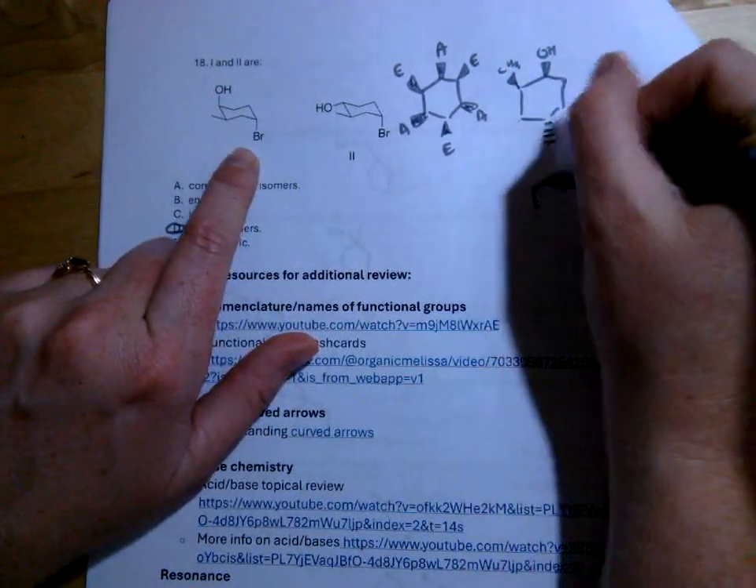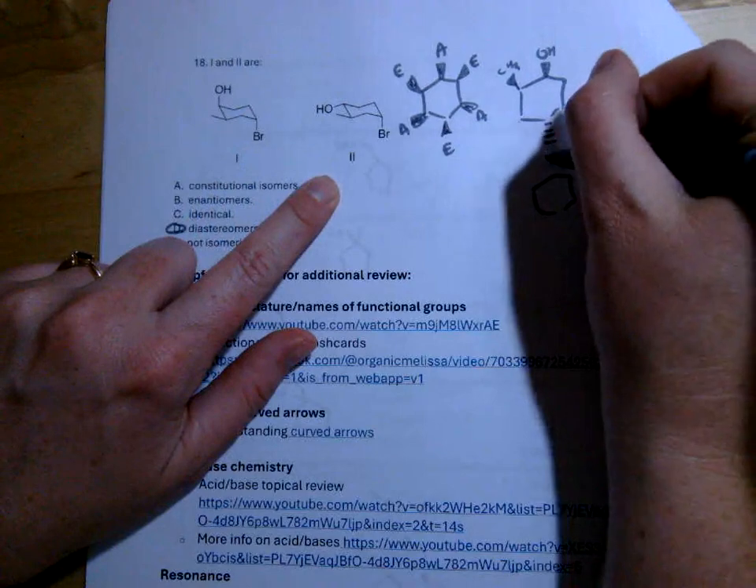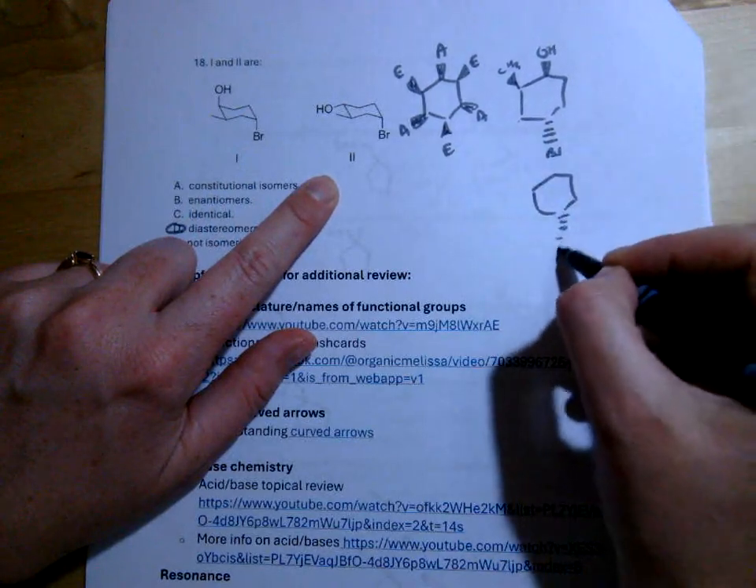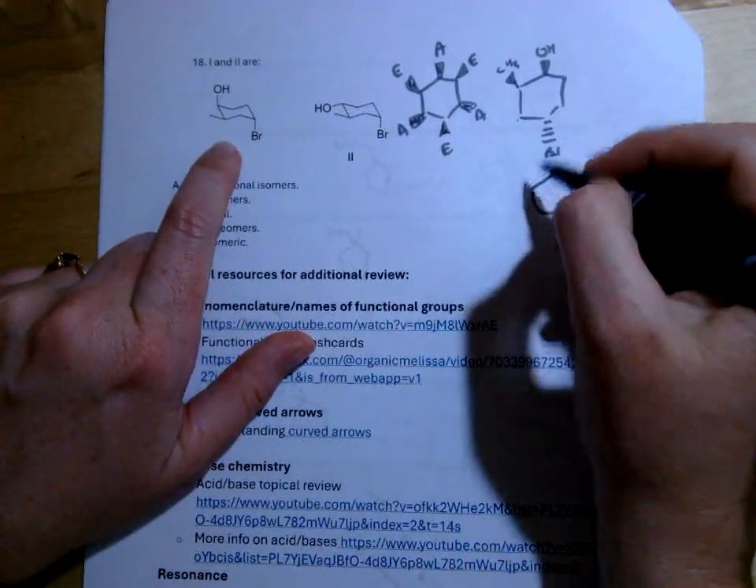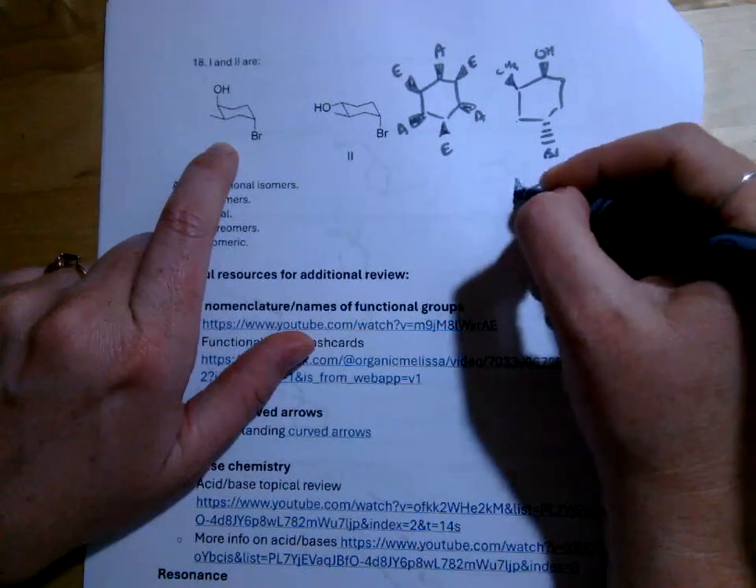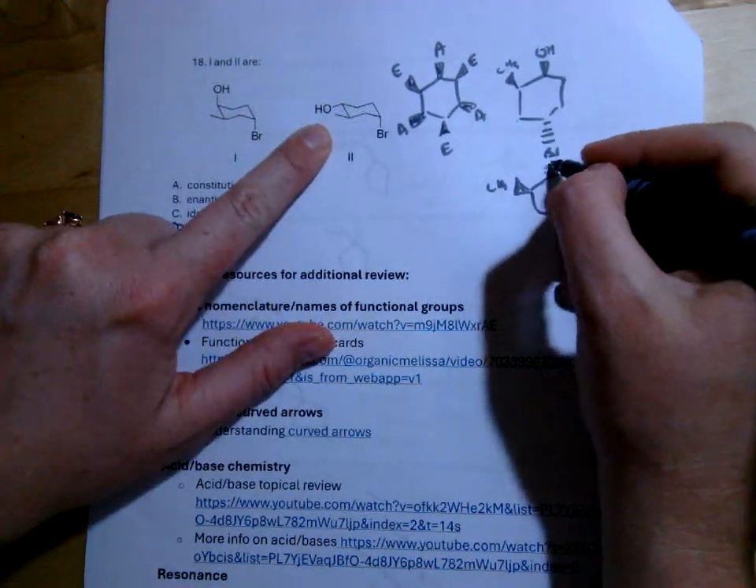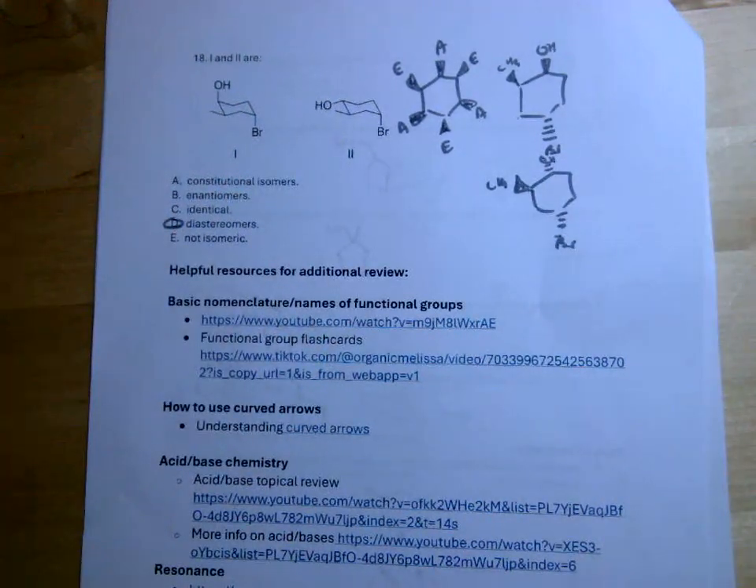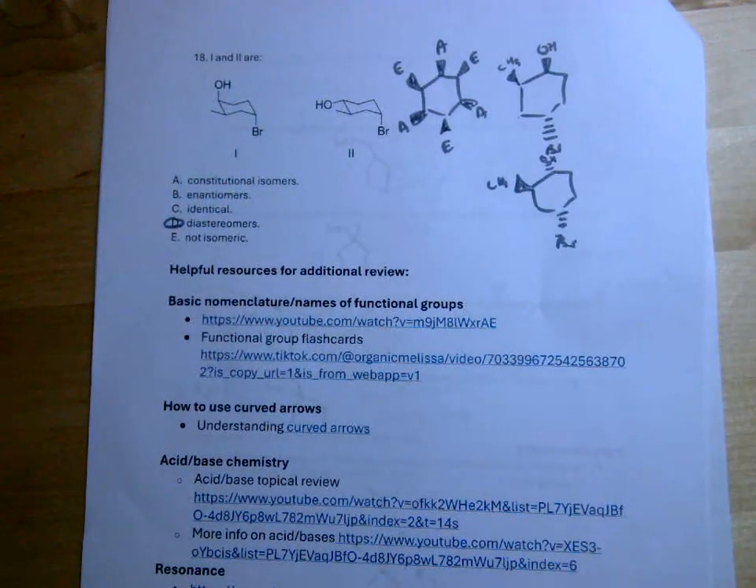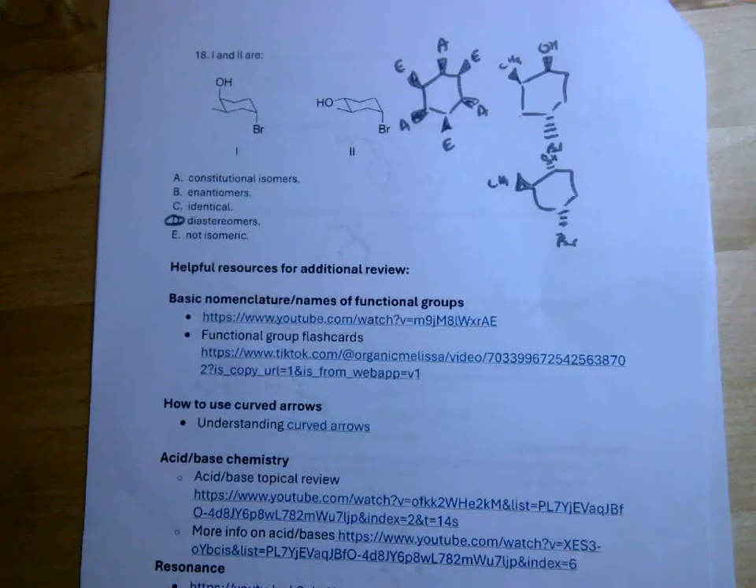On the right side, the bromine is pointing down the same way, and the CH3 is pointing up the same way, but the alcohol is actually pointing down. So that has changed. The only thing that's changed is one stereocenter, so that means it's a diastereomer.